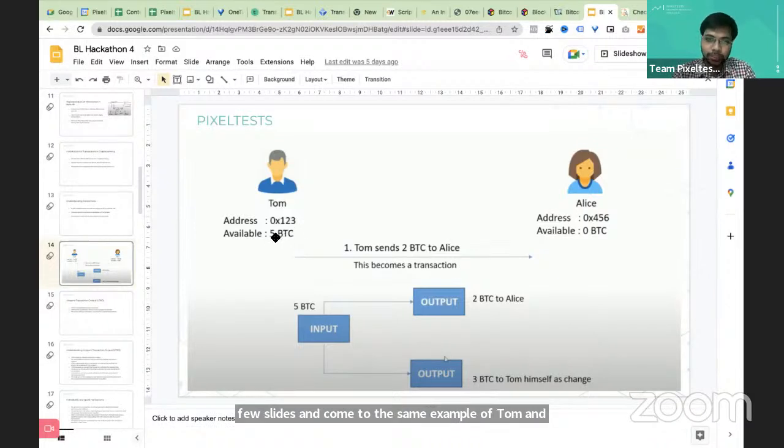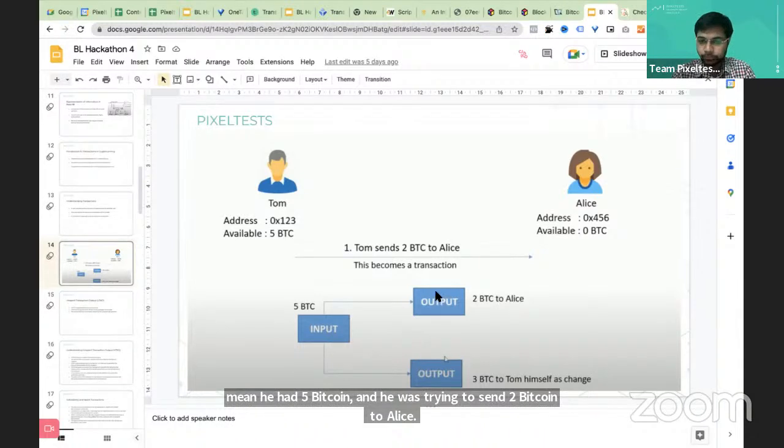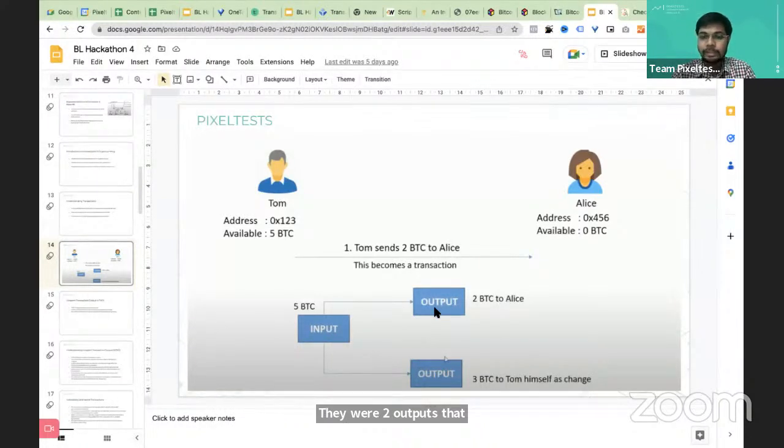When Tom was trying to send 5 Bitcoin, he had 5 Bitcoin and he was trying to send 2 Bitcoin to Alice, there were 2 outputs that got generated. Now, because we have better knowledge, what also happens here is when Tom is sending 3 Bitcoin back to himself, these unspent transaction outputs are being created. Whenever he's sending, he can also mention that only 2.95 should be sent back to him, and the 0.05 is going to be the transaction fees, right?